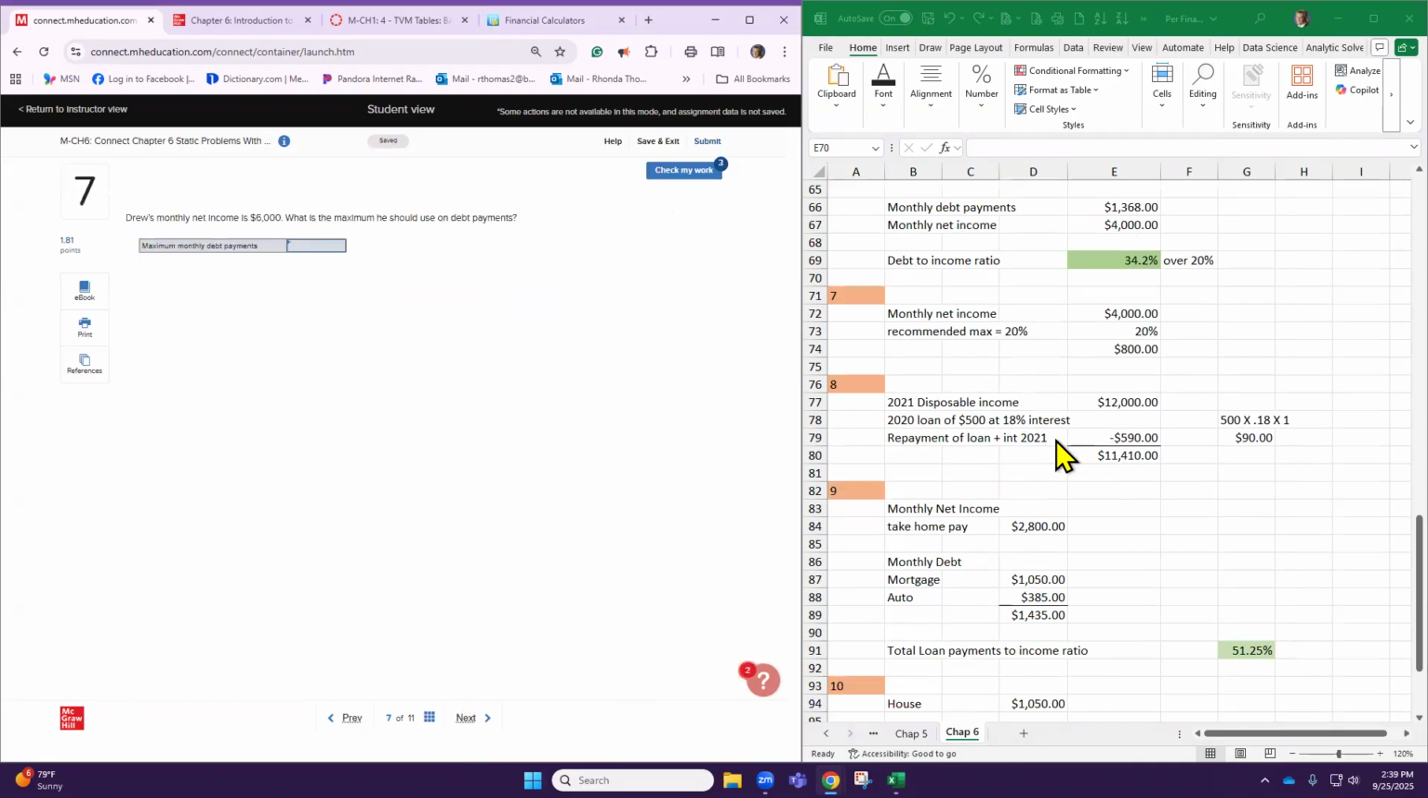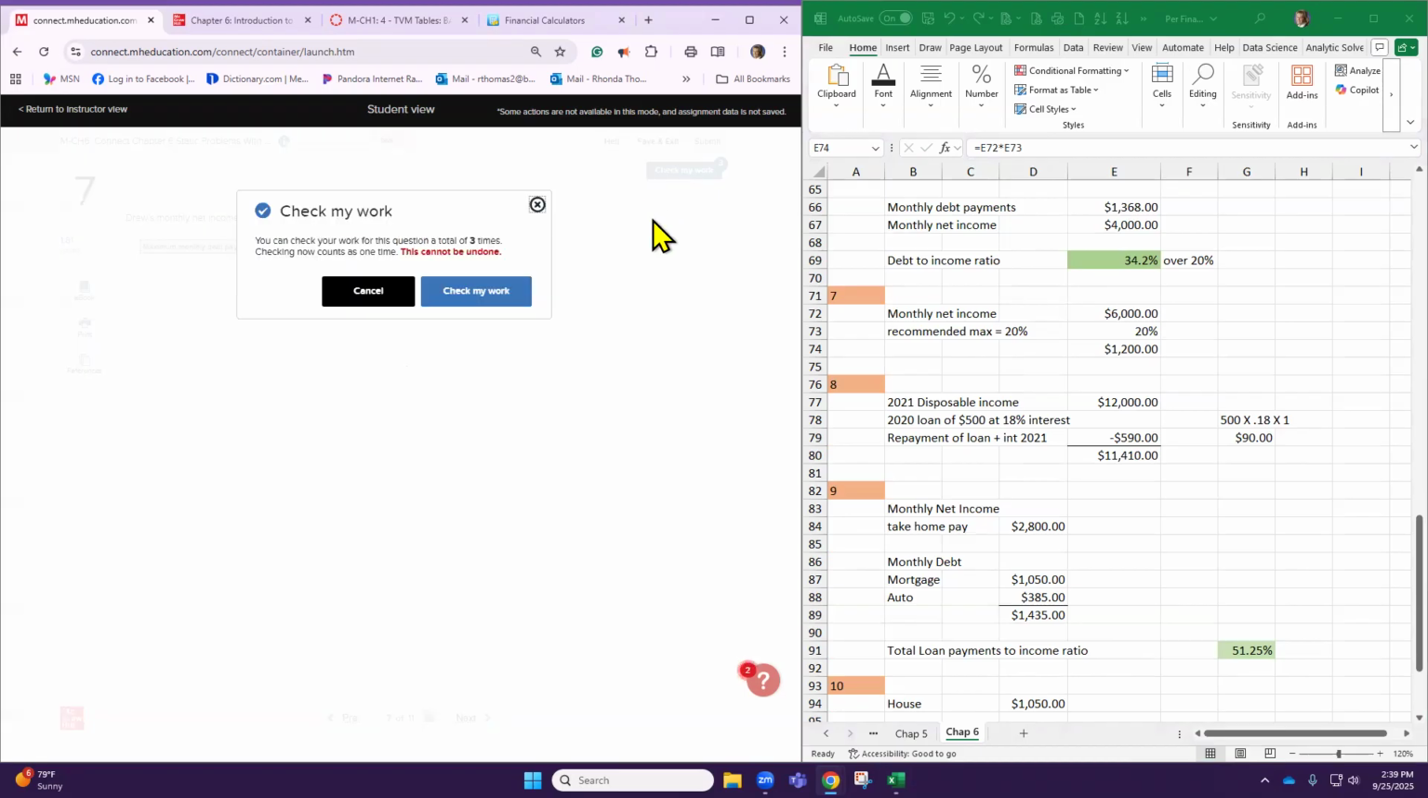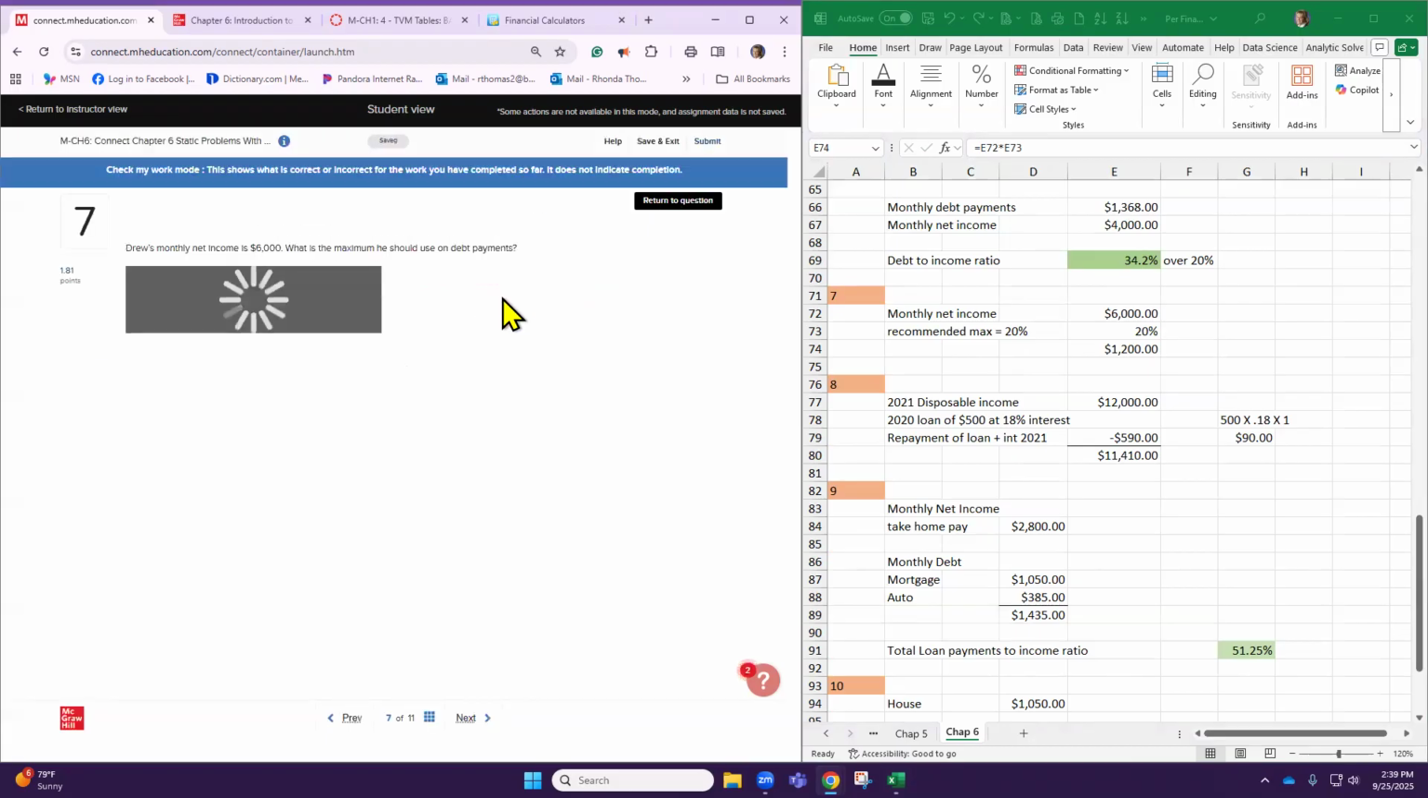Okay, number 7. Drew's monthly net income is $6,000. What is the maximum he should use on debt payments? So $6,000, and they say the max ought to be 20% or less. So if he wants to know a number where he should stop, he should try not to have anything more than $1,200 worth of debt a month. Now that's a monthly payment.